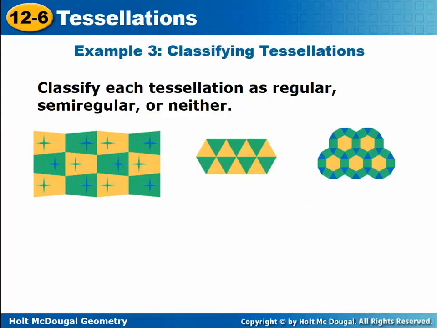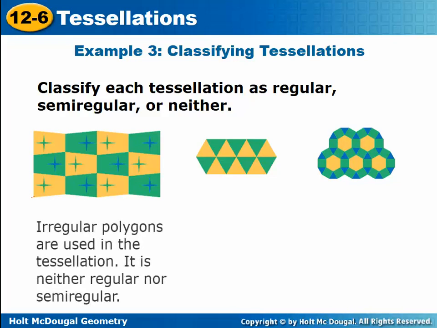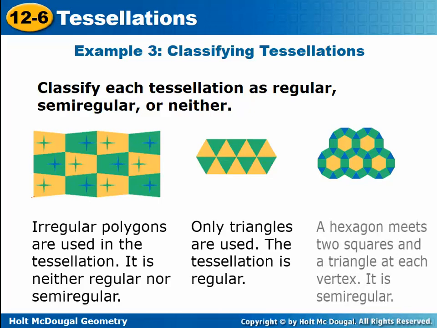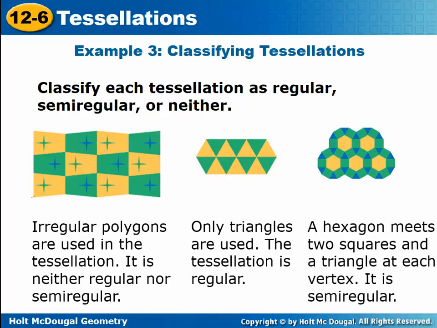So for these, we're going to say if they're regular, semi-regular, or neither. The first one was created by using, it looks like, trapezoids. Those are not regular figures, so this one is neither. The second one is equilateral triangles, so that one's regular. And the third one, this looks like pattern blocks, doesn't it? We have a hexagon, a square, and an equilateral triangle. So the first one's irregular, it's neither. Second one is regular, and the last one is semi-regular because it's created with three different figures. All of them are regular though, so that's called semi-regular.